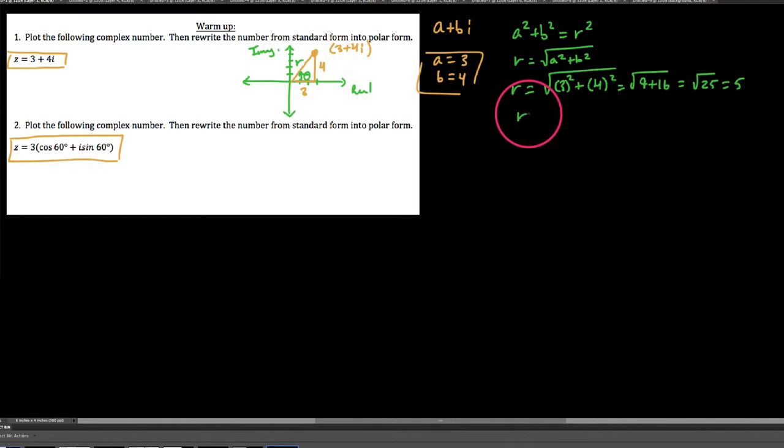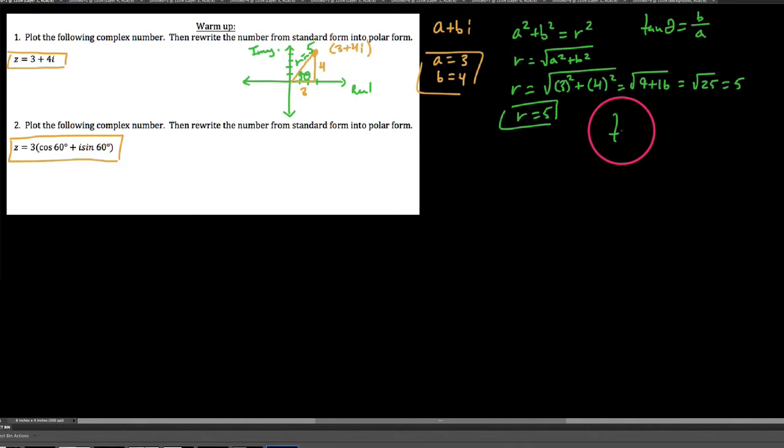So one thing we know right now is that our r value is 5. I'm going to put this up here on our illustration. Now the other thing we want to find is theta. Let's recall that the tangent of theta would be, pardon me, b over a, where a and b are the parts of our complex number. Looking at our diagram, our imaginary part over our real part, 4 over 3, would be the tangent of our angle theta.